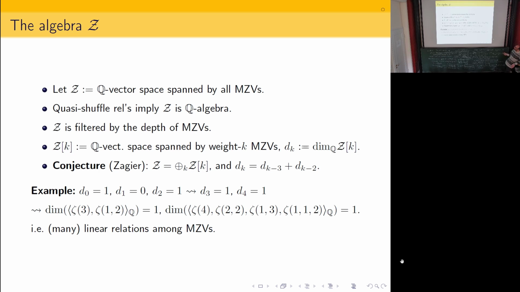So that is going to be just a filtration on the space, but then you can also introduce the Q vector space spanned by weight k multiple zeta values, whose dimension is denoted d_k. And after numerical experiments, Zagier conjectured that this is a graded algebra. So this is a direct sum decomposition of the weight k spaces. And there is a formula which is conjectured to be this one for the dimensions.